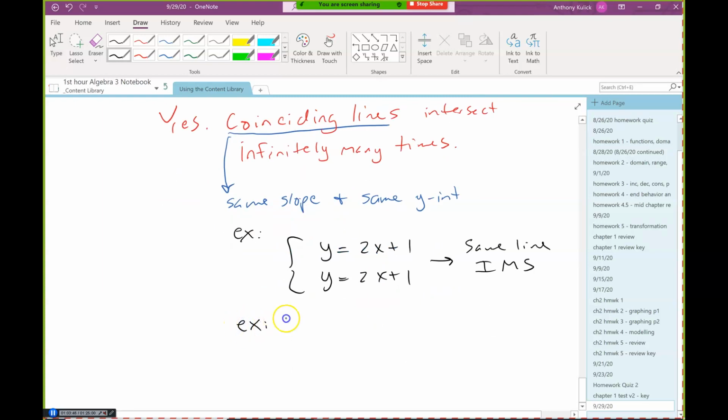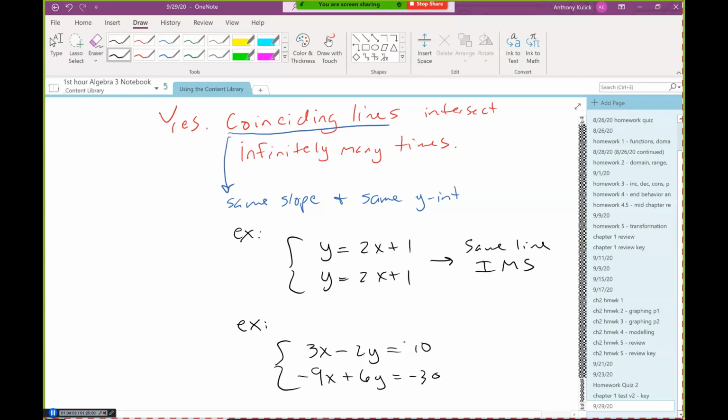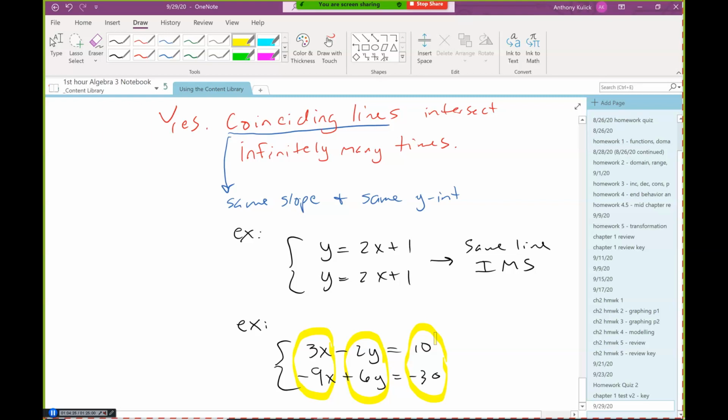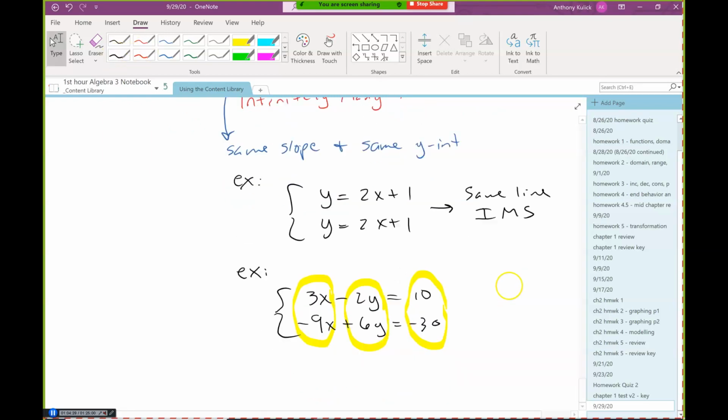But what if they were written, say, in this form? Notice here that if I multiply equation A by negative 3, the x's would be the same, and the y's would be the same, and the constant would be the same, right? So what we really have here is that negative 3 times equation A is equal to equation B. That's enough to say there are infinitely many solutions if you make that observation.